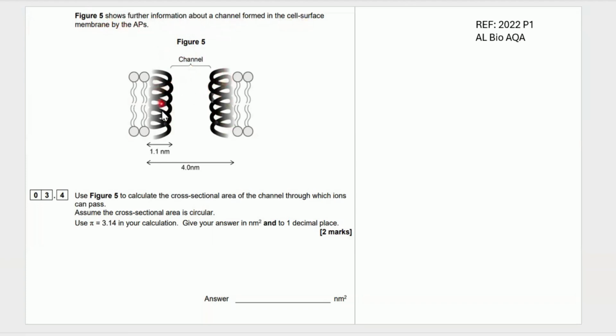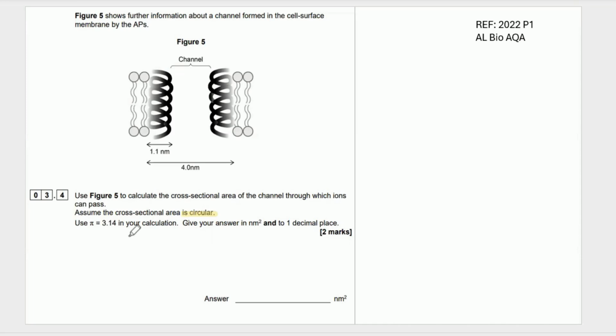So we have two alpha helix coils in a membrane phospholipid bilayer, and we've got 1.1 nanometers for the width of each coil and 4 nanometers for the width of the whole channel. Use figure 5 to calculate the cross-sectional area of the channel through which the ions can pass. Assume the cross-sectional area is circular. Use pi 3.14 in your calculation. Give your answer in nanometers squared and in bold to 1 decimal place.